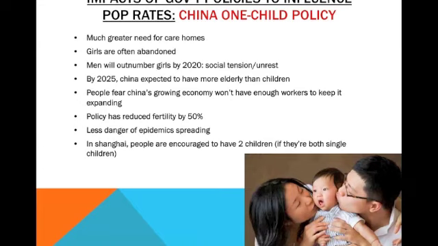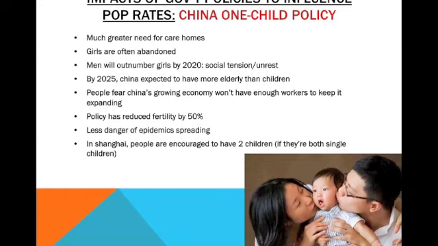Okay, by 2025, China is expected to have more elderly people than children. Okay? By 2025, China will probably have more grandpas than they will have newborns. Also, people fear that China's ever-growing economy will not have enough workers to keep it from stagnating. Also, the policy has reduced the fertility rate by 50%. So the number of children that women have has been reduced by 50%. Another impact of this governmental policy is that the danger of epidemic spreading was obviously reduced since there are fewer people.